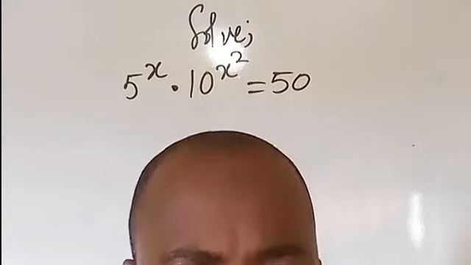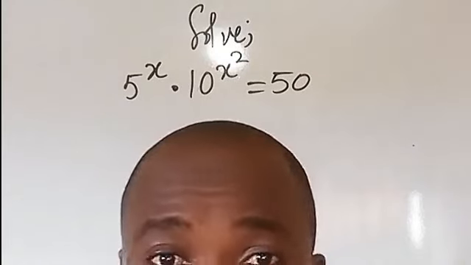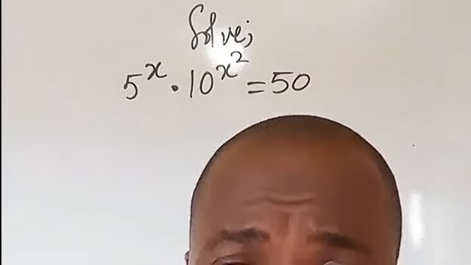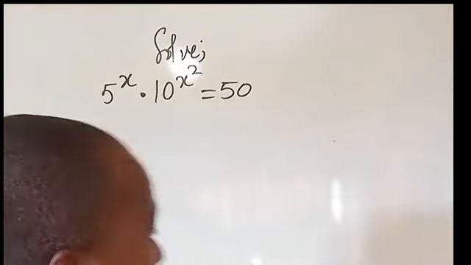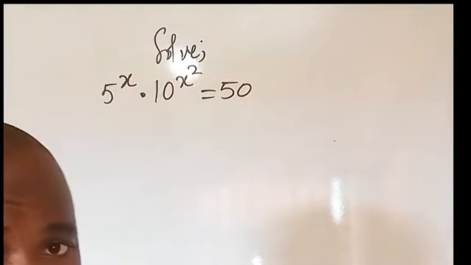I believe some of you have started doing it, but before you go, we have an obvious solution, and the obvious solution is 1, no doubt about that, right? But that is not the only solution we have. We have another solution. Can we solve it? Let's do it together. So now I have 5^x multiplied by 10^(x²) equals 50.